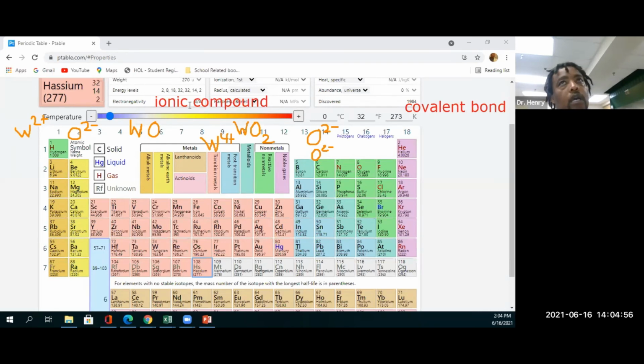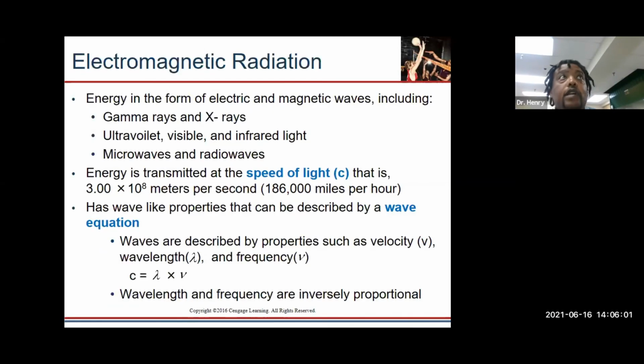Okay, chapter 11. We're going to start off with talking about electromagnetic waves or electromagnetic radiation: energy in the form of electric and magnetic waves. So we are basically transmitting energy in various different ways. Like light rays are basically, can you guys hear me?